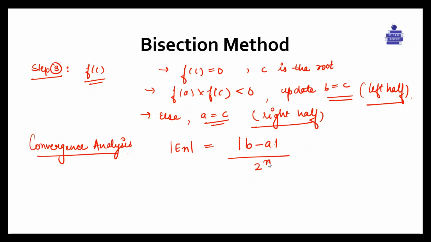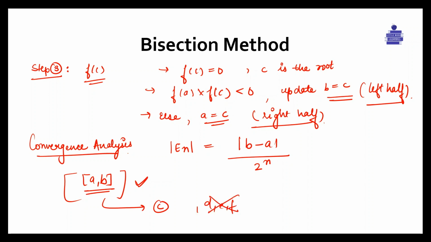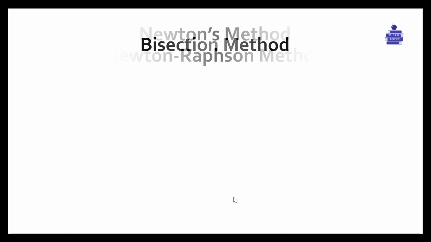Implementation considerations: it works only if the initial interval contains a root. That is, our initial interval was [a, b]. If this interval contains a root, then only will the bisection method work. And it doesn't work well if the function has multiple roots within an interval. That means this complete interval should have only c as the root, and no d, e and f should be there, else the bisection method won't work in this case.